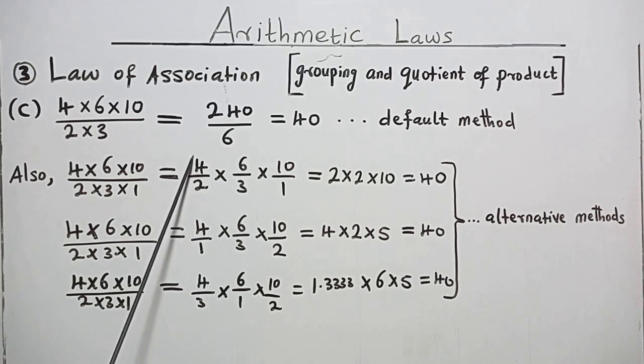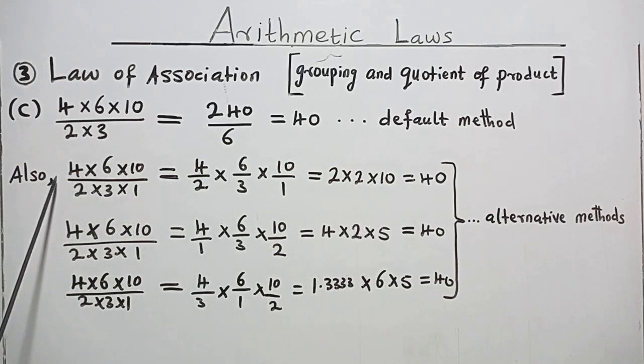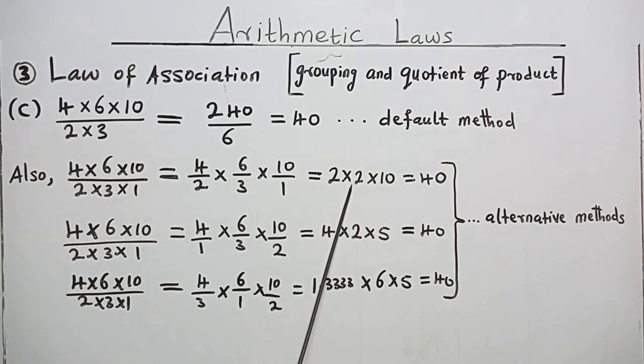When 2 divides 4, the answer is 2. When 3 divides 6, the answer is also 2. When 1 divides 10, the answer is 10. Which means that this number operation has become this: 2 times 2 is 4, 4 times 10 is 40. The same 40 we got when we used the default method to carry out that number operation.